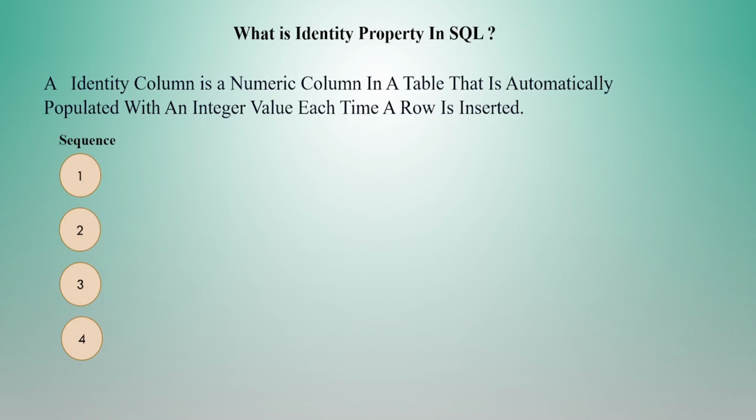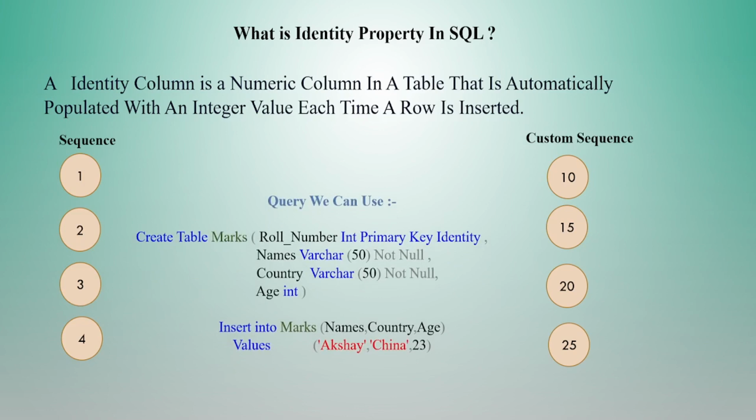And if you want to make any custom sequence, with the help of the identity property we can also make a custom sequence, which will start from number 10 and increment by 5 each time. Here is the query, which you can see on the screen. Here we have created a small table named marks, and we have taken 4 columns: roll number, names, country and age. One thing to observe is that the first field is roll number, where the data type is integer and the constraint is primary key. That means a user cannot allow any duplicate value.